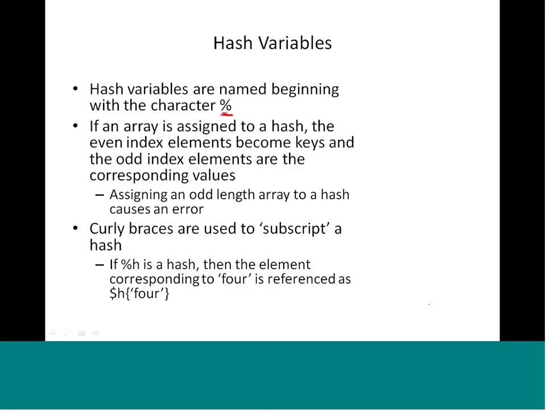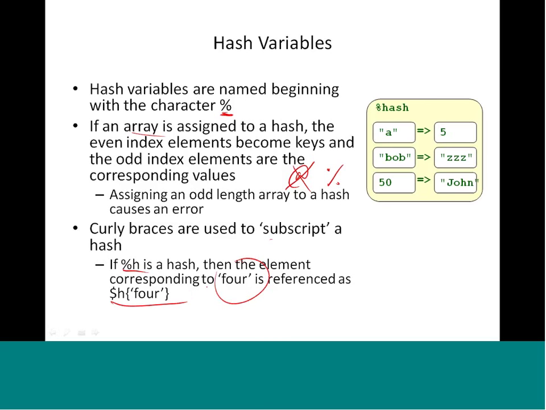So these are some of the basic things that you may want to look at. By mistake, instead of the ampersand you may use the percentage, and this is what will happen. And then the curly braces are used to subscript the hash. So if percentage h is a hash, then the element corresponding to the key 4 you can access as dollar h and then the 4.